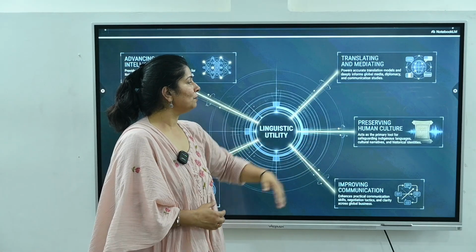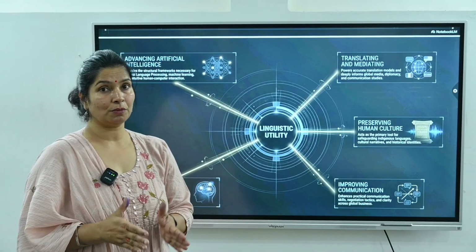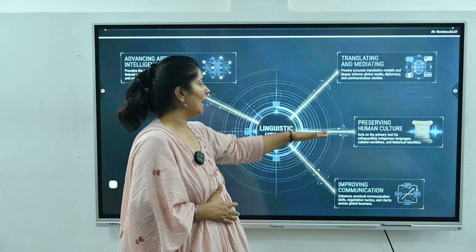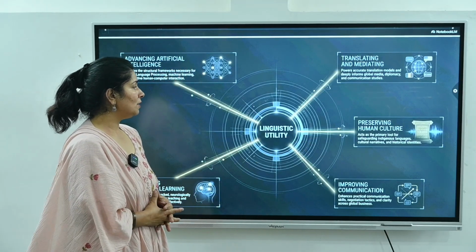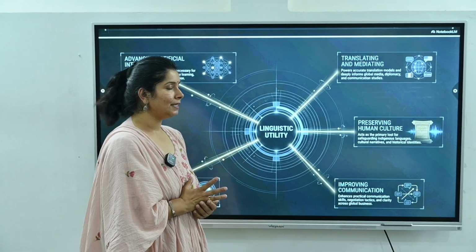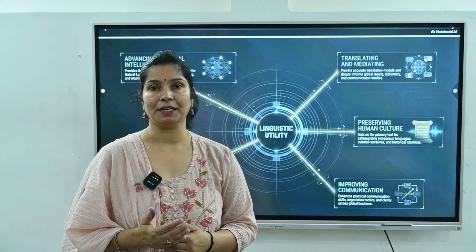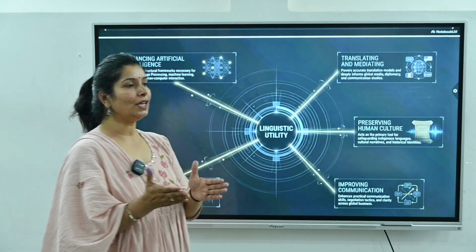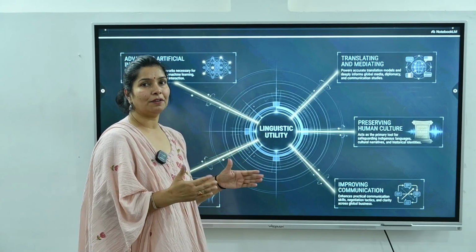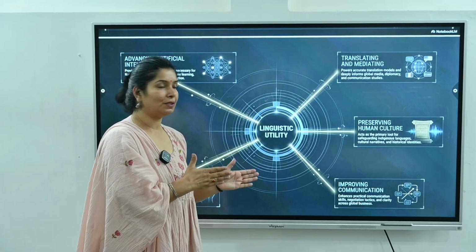Fourth one is preserving human cultures. If we want to preserve human culture and heritage, it is possible through language or through the study of linguistics. It acts as the primary tool for safeguarding indigenous knowledge, cultural narratives, and historical identities. Because if you study a language scientifically or systematically, you will have to study its history and development, how languages evolve over time.